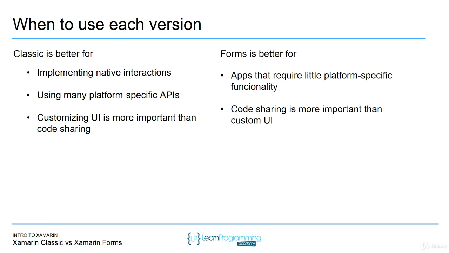Xamarin Classic is better when you are implementing native interactions. And by native interactions, I just mean that, for example, your app is interacting with other apps that are installed in the same device. Maybe it's interacting with a wallet on iOS, or maybe it's interacting with NFC on Android. Xamarin Classic is also better when you are trying to implement platform-specific APIs. So if your app has to support, for example, Touch ID or 3D Touch on iOS, or again, NFC on Android, then Classic is the way to go. And finally, if customizing the UI is more important than sharing code, then Xamarin Classic is the version of Xamarin that you should choose.